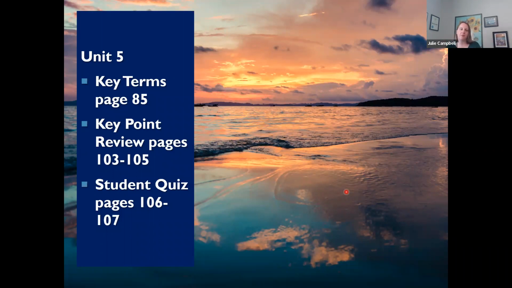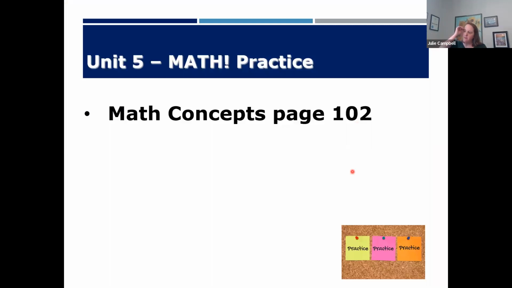So those key terms at the beginning of Unit 5. Key point review or summary. You guys like the key point review? Have you looked at those in the units? Kind of summarizes the whole thing, doesn't it? Your student quiz, page 106. And then that little bit of math that we talked about on page 102.